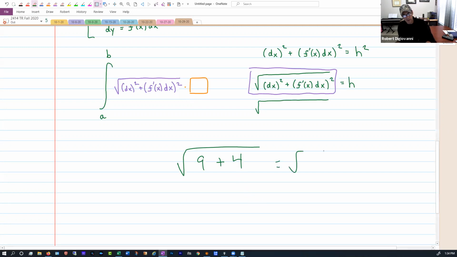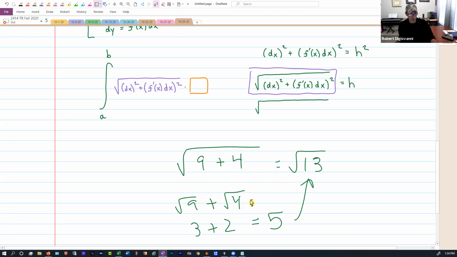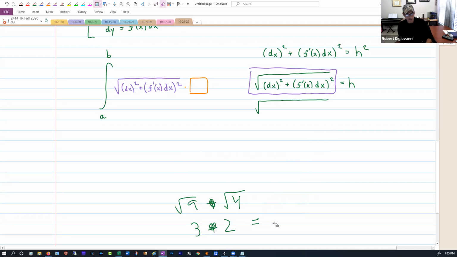That's the square root of 15, right? Or 13, sorry. But if you split them, square root of 9 plus square root of 4, well, then that's 3 plus 2, but that's definitely not that. So this is a violation. Now, if you change that to multiplication, then it works. Because 9 times 4 is 36. Square root of 36 would be 6. But so is 3 times 2. 3 times 2 would be 6.